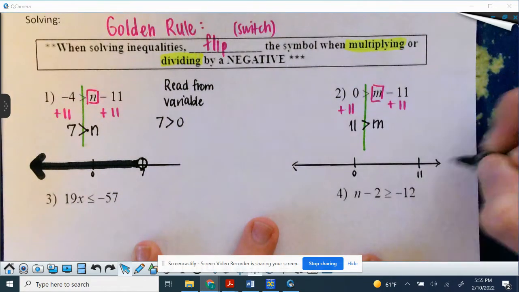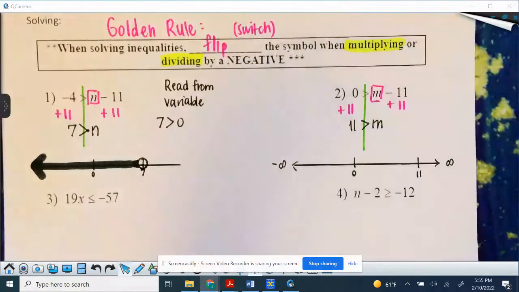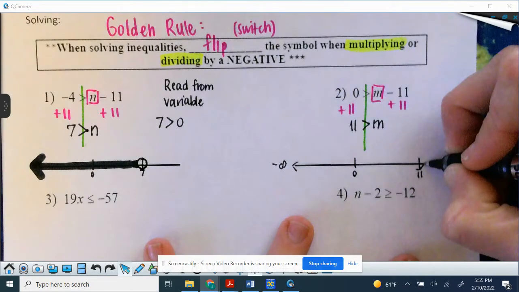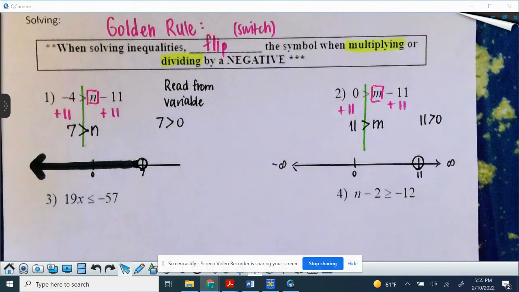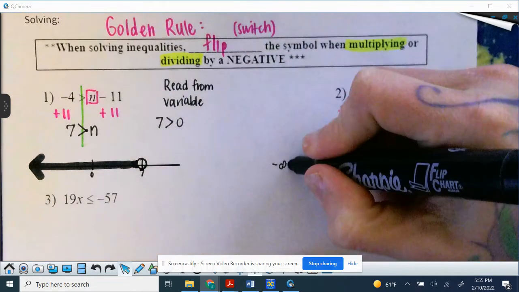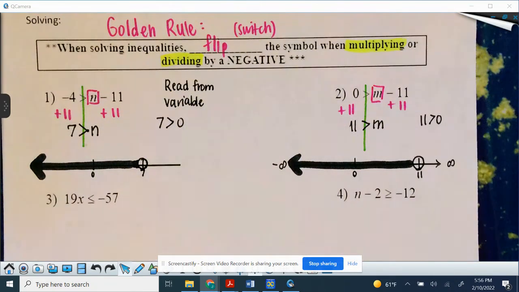So this is infinity, goes on forever. This is negative infinity, goes on forever the other way in negative. So I know I'm going to have an open circle at 11, and then I'm going to test 11 greater than 0. Is 11 greater than 0? It is, so we're going to shade in the direction of 0. So we're going to make sure 0 is in that line when we shade.